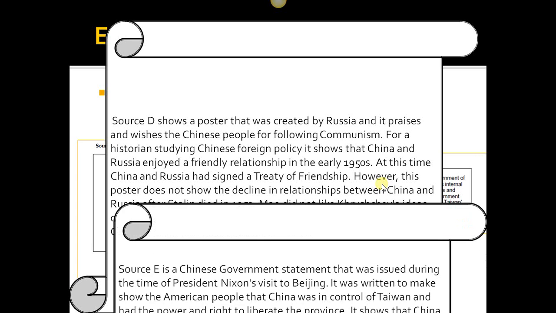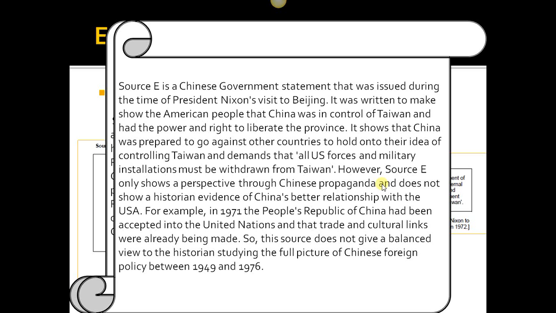Even though this is on one scroll, I would then write another paragraph, because this is an 8-mark question. Source E is a Chinese government statement that was issued during the time of President Nixon's visit to Beijing. I've only copied what that source has told me. It was written to show the American people that China was in control of Taiwan and had the power and right to liberate the province.